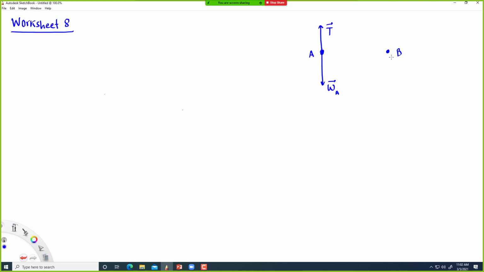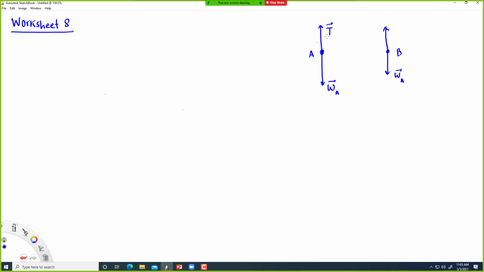And then for block B, it also has weight. So that's for block B. And this weight would be less than weight A because block A is heavier than block B. So I'm drawing a smaller arrow. And then this one also has tension because it's connected to the rope. And the tension is always away from the object. It should be a straight line, but it doesn't look like a straight line.